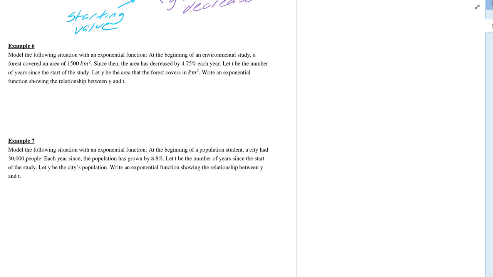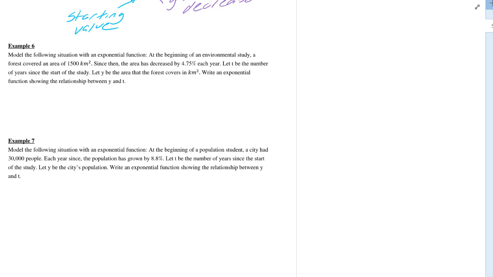At the beginning of an environmental study, a forest covered an area of 1,500 kilometers squared. Since then, the area has decreased by 4.75% each year. Let t be the number of years since the start of the study. Let y be the area that the forest covers in kilometers squared. Write an exponential function showing the relationship between y and t.